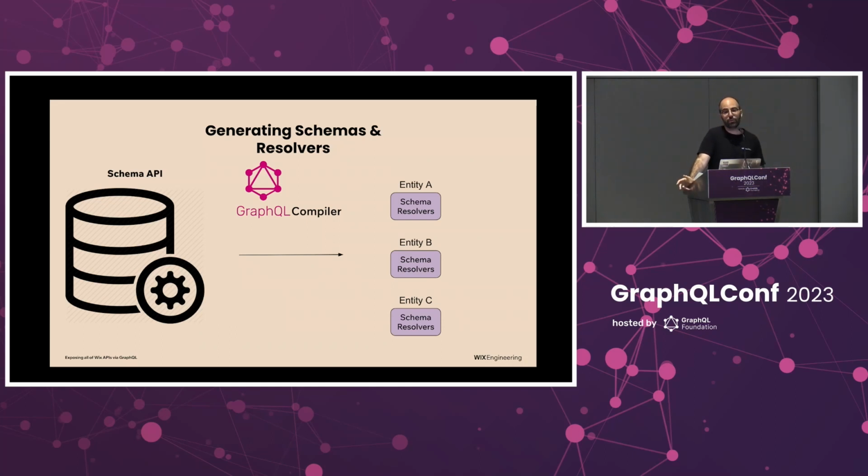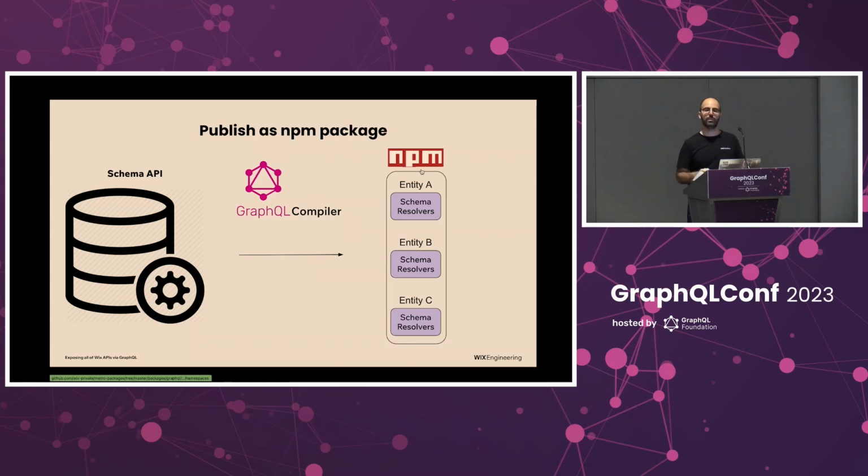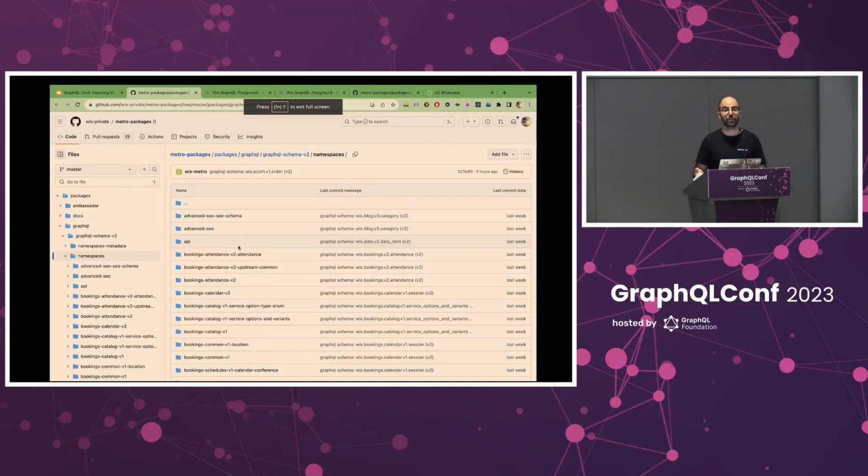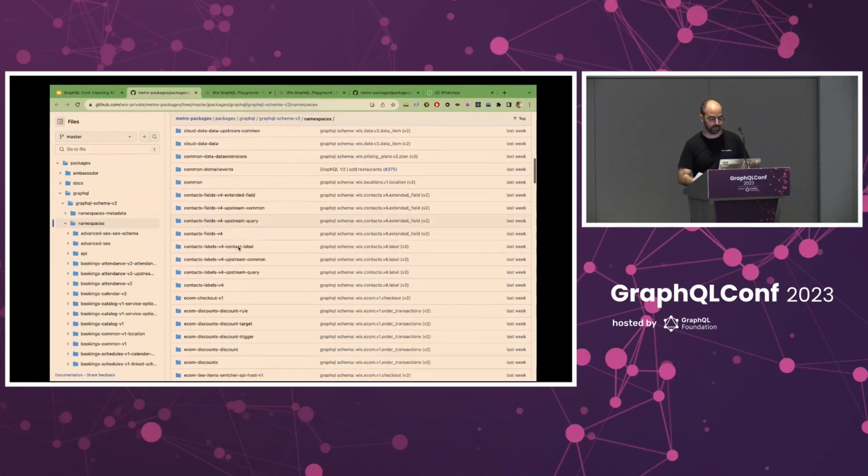In terms of the resolver, the resolver of an entity is just the standard way to query it, which is the query method. What happens behind the scenes is that for each entity, we generate both schemas and resolvers. And we generate a big NPM package that holds all of the schemas and the resolvers that we have in Wix. Just to give you the look and feel, this is a GitHub repo that holds all of the entities that we have in Wix.